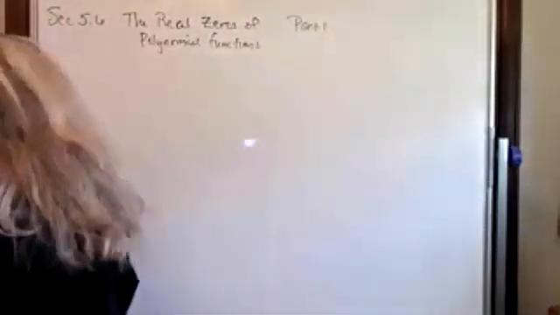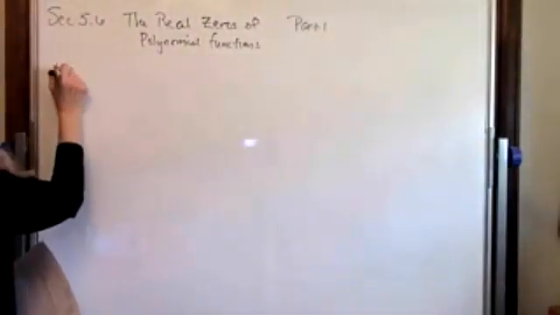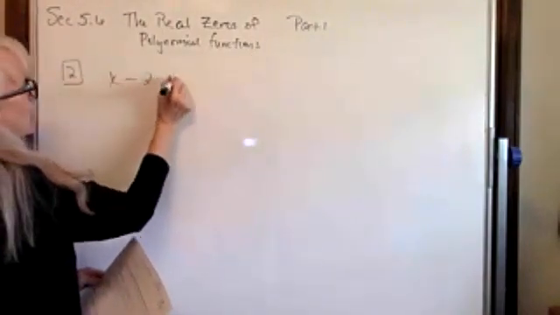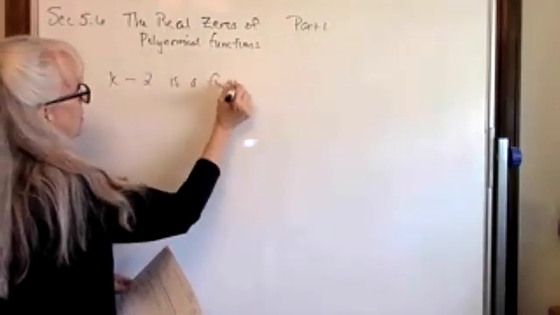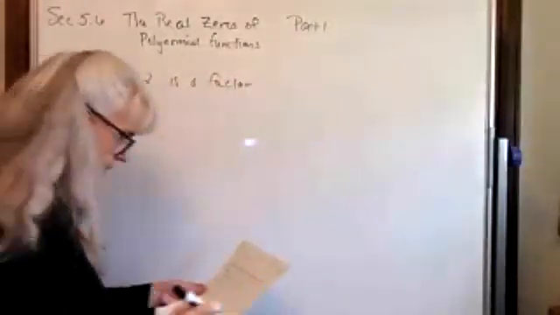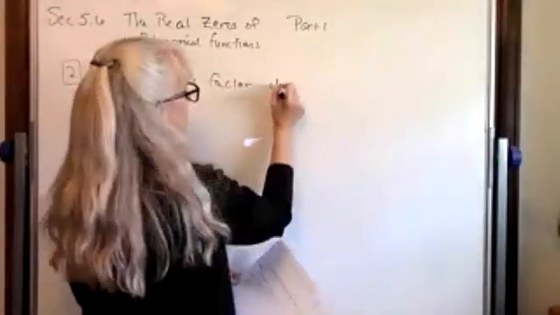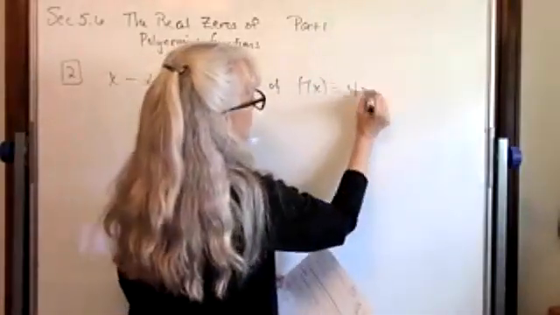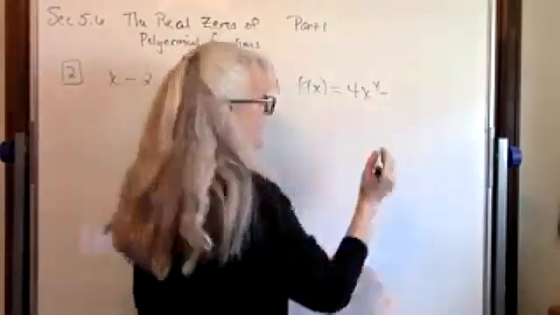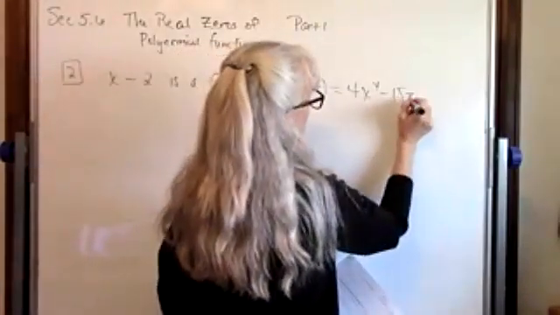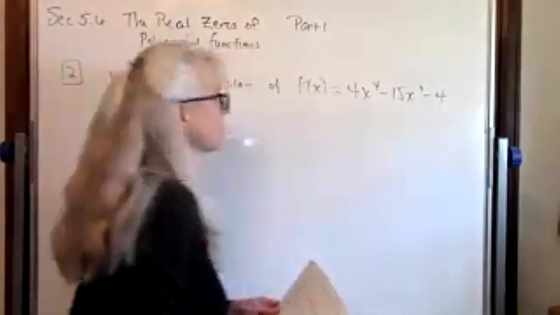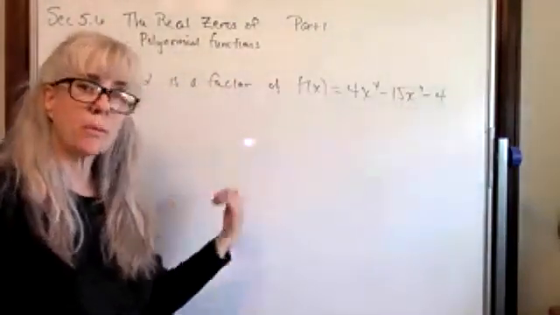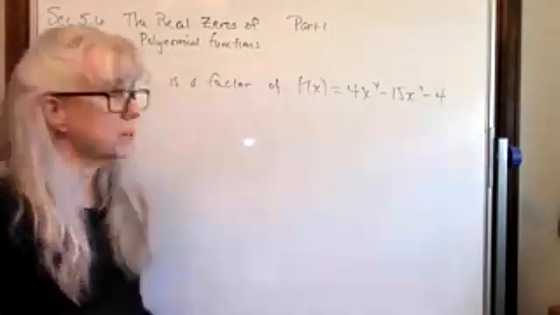So example 2 says, let's use the factor theorem to determine whether or not x minus 2 is a factor of f of x equals, we're dealing with a different polynomial this time, 4x to the 4th minus 15x squared minus 4. So I want to know whether or not this is a factor of that. And again, it may not be factorable, but we have a mechanism now of saying whether or not it is a factor, which is great.